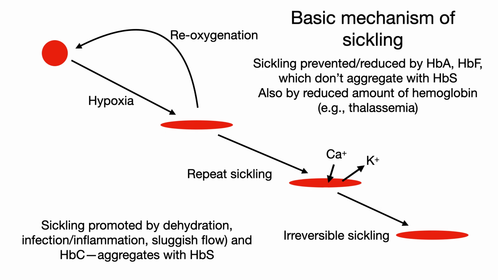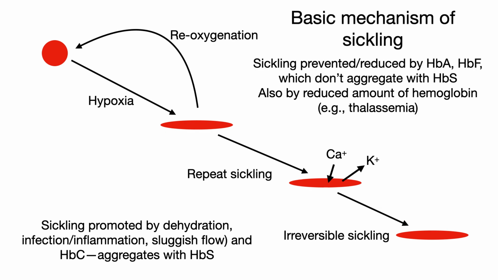So some things will prevent sickling. For example, hemoglobin A. The main hemoglobin in the adult body is hemoglobin A, and that actually prevents sickling. So that's why individuals with sickle cell trait would have half hemoglobin A, half hemoglobin S, and actually have much less chance for sickle cell crises than somebody with sickle cell anemia, because hemoglobin A helps prevent it. Hemoglobin F also prevents it.